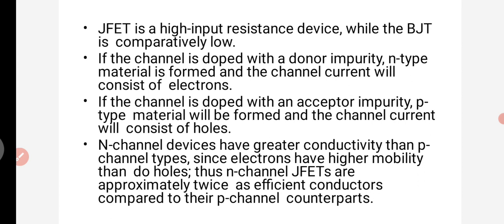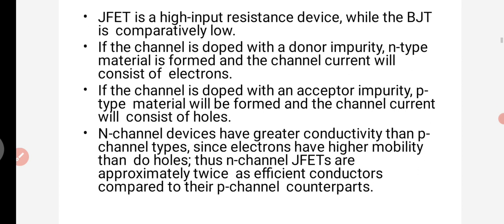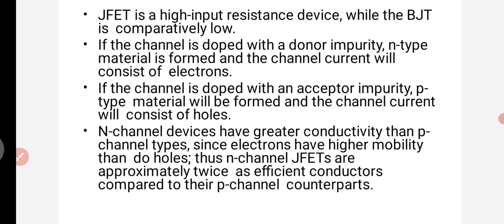And the channel current will consist of electrons, because n-type means the majority carriers are electrons. So that's why the channel current will consist of electrons. That depends upon the doping impurities. When the channel is doped with donor impurities, it makes an n-type FET. If the channel is doped with an acceptor impurity, that means trivalent elements, p-type material will be formed, and the channel current will consist of holes.